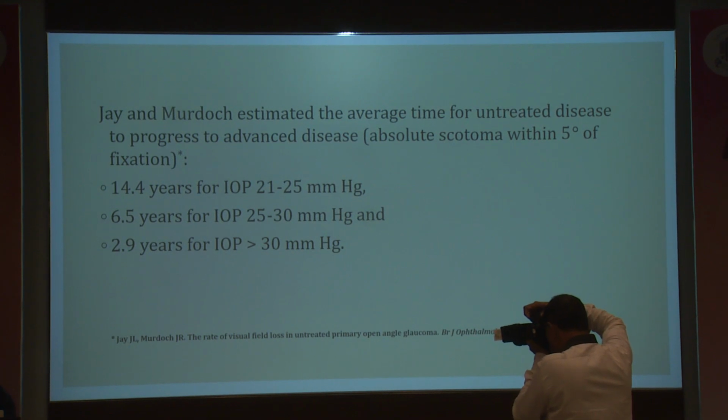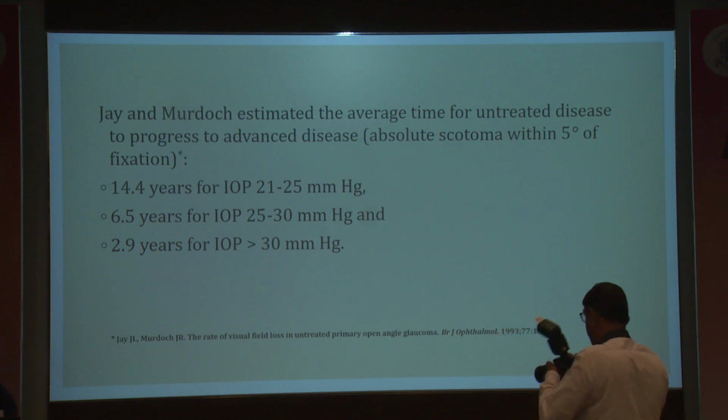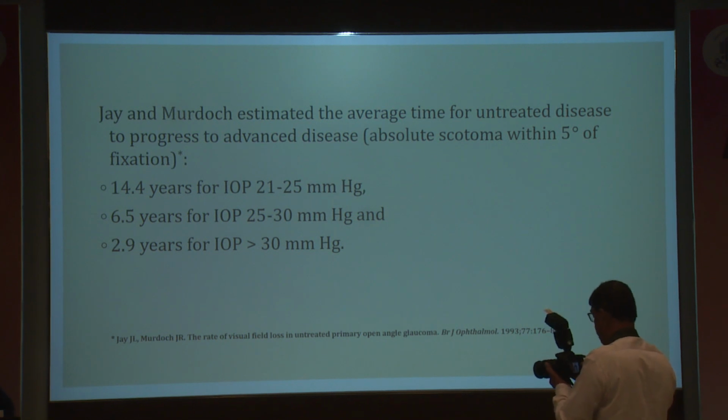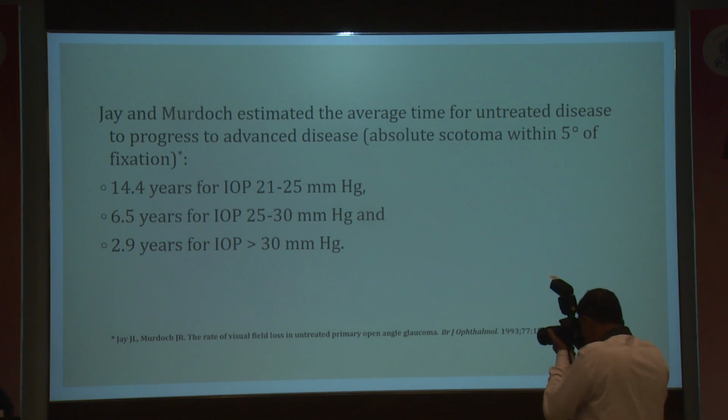years to progress into an advanced stage of glaucoma, that is involving the central 5 degrees of fixation and absolute scotoma. If the uncorrected initial pressure was between 25 to 30, it took about 6.5 years. At the same time, if the uncorrected pressure was over 30, that same thing happened in just about 3 years. So the change is exponential.